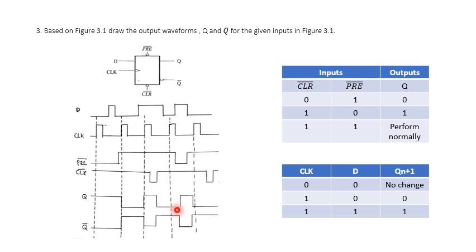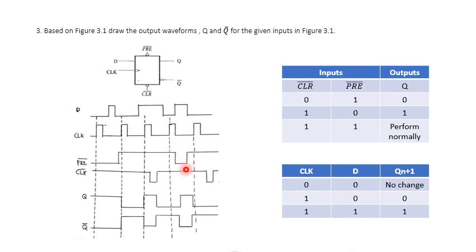Here on the clock 4, the D value is equal to 0. So the D value is equal to 0, the answer will be 0. The value here will continue as 0 until it reaches the pre-bar value. If pre-bar is equal to 0, the answer will be 1. So here will be 1 until it reaches CLK5.